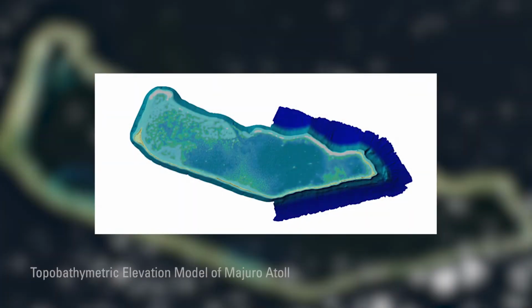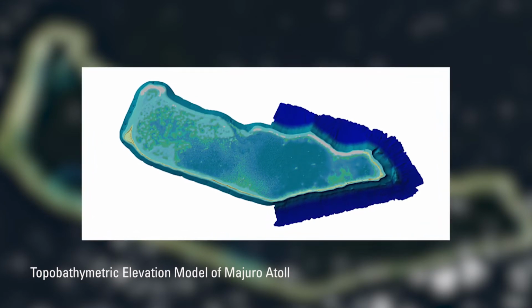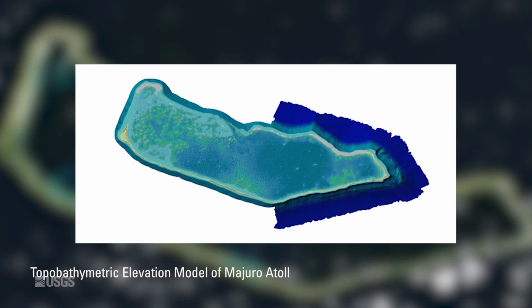Now what structure from motion does is uses many photographs of locations on the ground to refine the elevation measurement with that technique. It was a new technique for us to use, and it generated very high resolution, high accuracy elevation data of the land portion of the Majuro Atoll.